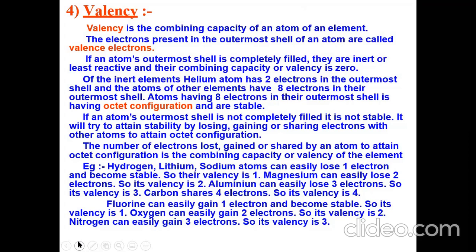For example, hydrogen, lithium, sodium can easily lose their 1 electron and become stable. So valencies are 1. In the case of magnesium, it can easily lose 2 electrons, so its valency is 2. In the case of aluminum, 3, and in the case of carbon, 4. Fluorine can easily gain 1 electron and become stable, so the valency of fluorine is 1. Oxygen can gain 2 electrons, so the valency of oxygen is 2, and nitrogen can gain 3 electrons, so the valency of nitrogen is 3.